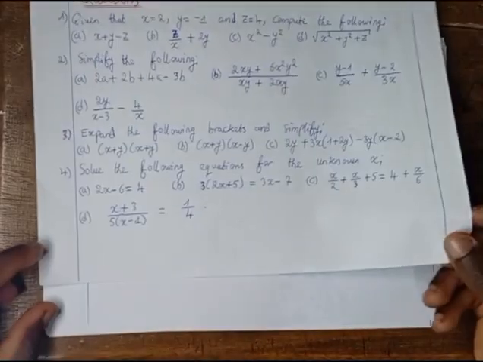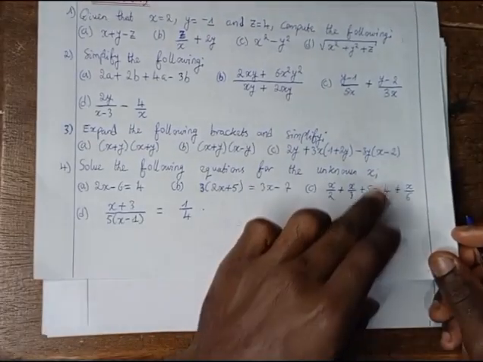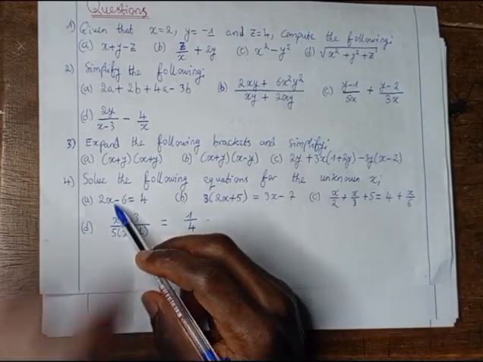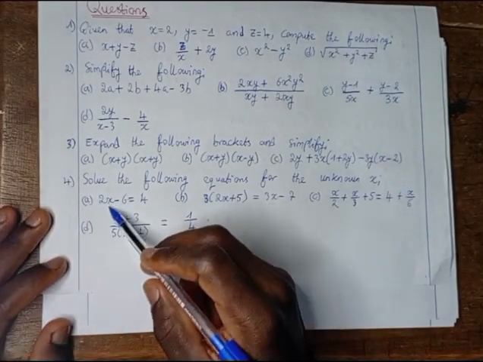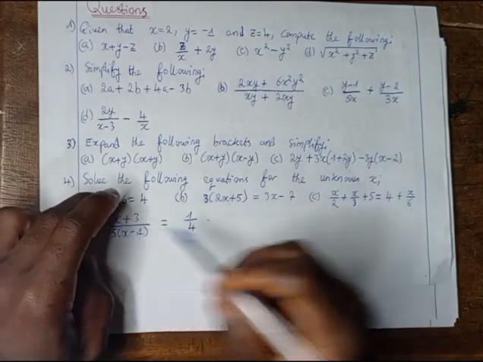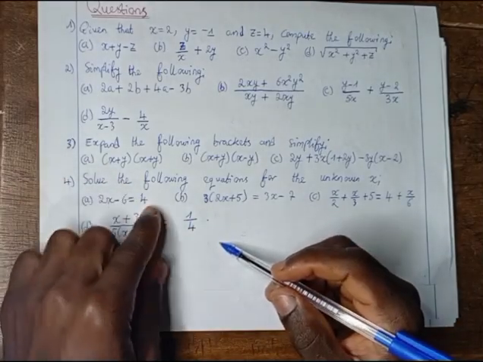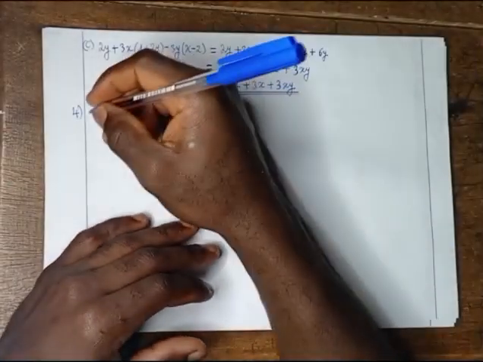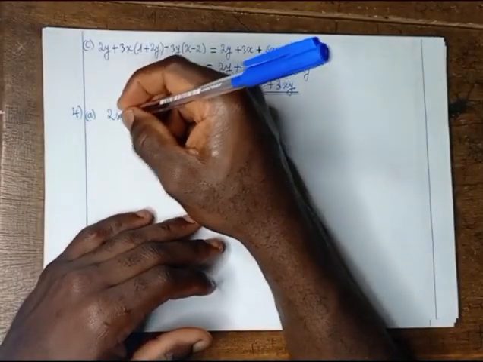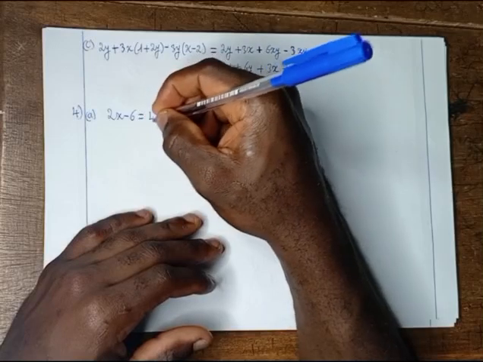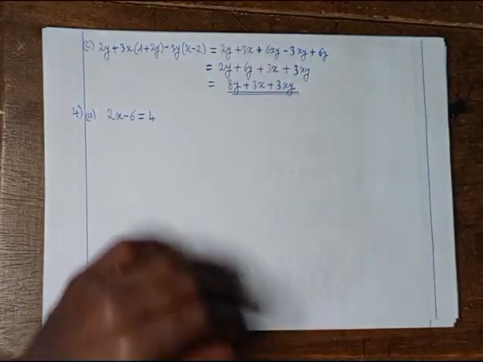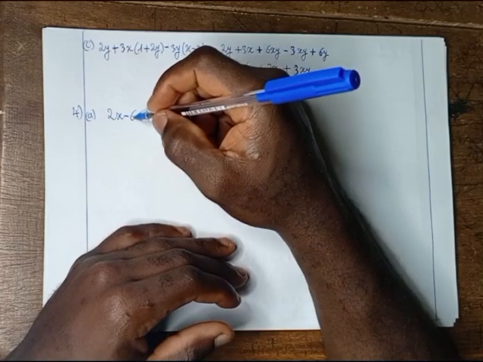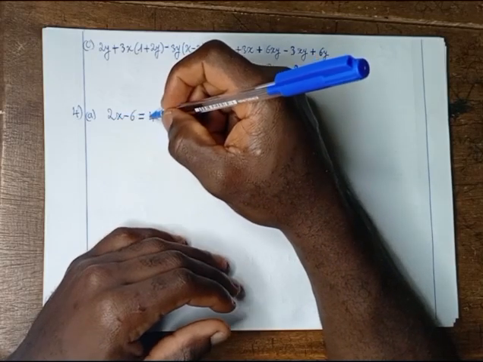Question 4 says solve the following equations for the unknown x. That means we have to find those values of x such that when you put the value of x, like in A, at the left hand side, you simplify, you obtain 4. In question A, we have 2x minus 6 is equal to 4. We need that value of x such that when you take 2 times that value, then you subtract 6 from it, the answer will be 4.